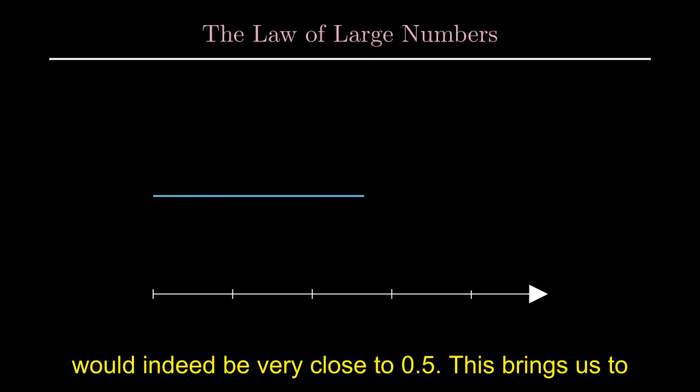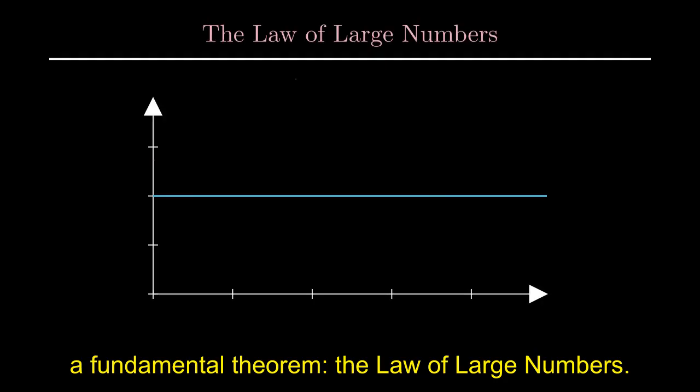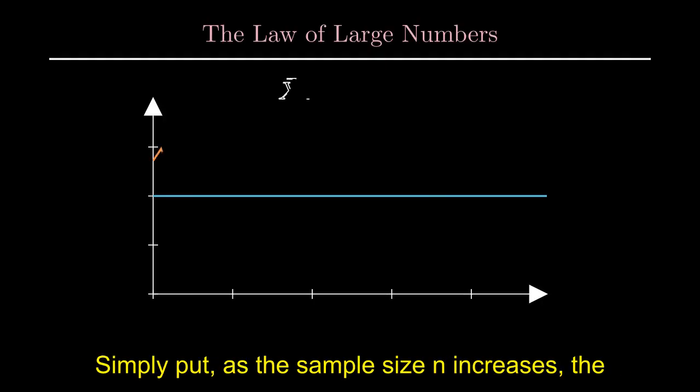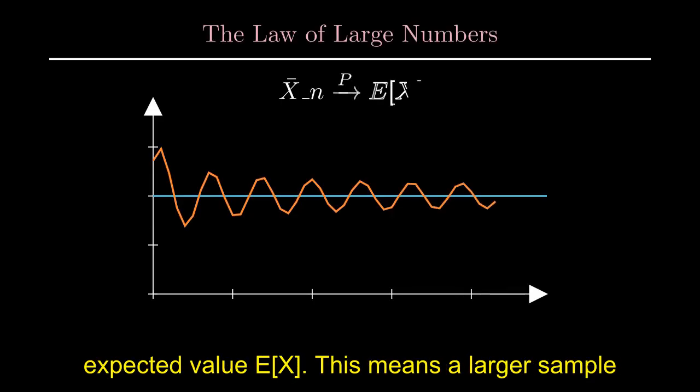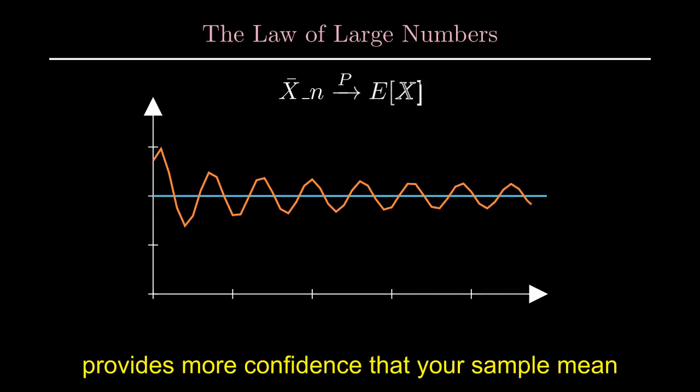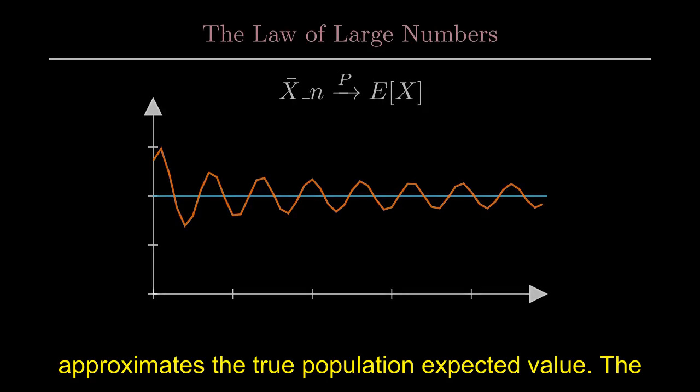This brings us to a fundamental theorem, the law of large numbers. Simply put, as the sample size n increases, the sample mean x-bar converges in probability to the expected value E[X]. This means a larger sample provides more confidence that your sample mean approximates the true population expected value.